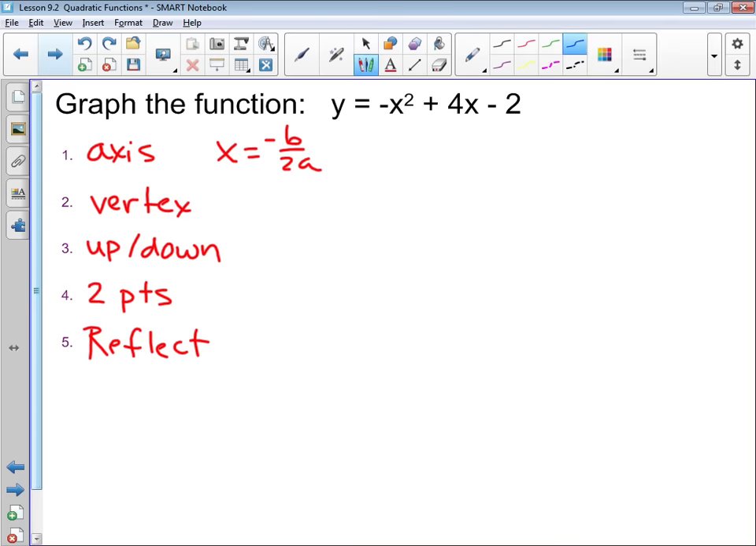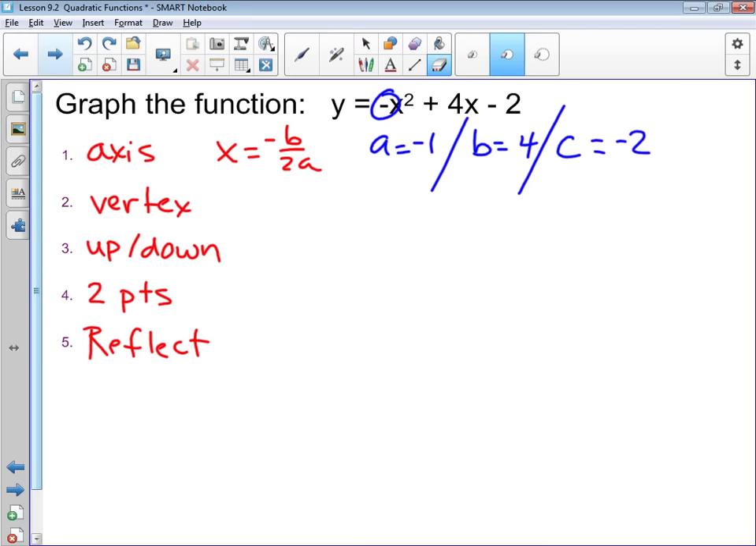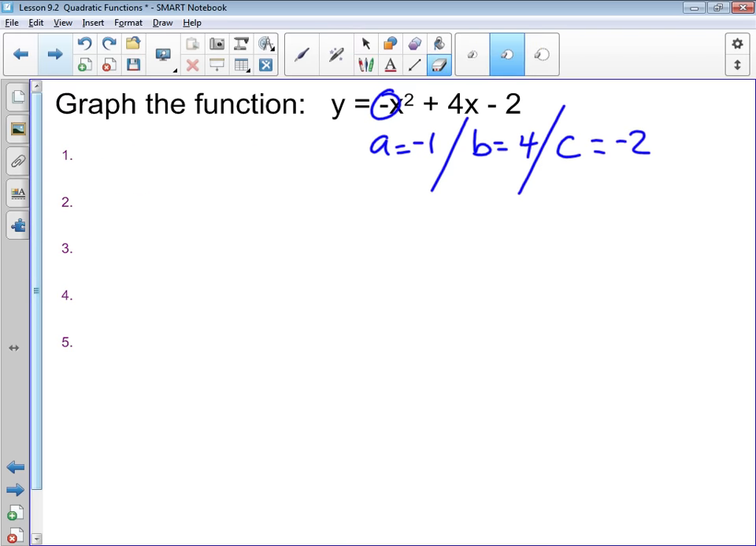Alright, before I get started, I am going to identify what a and b and c are in this equation. A, because there's a negative here, is negative 1. B is 4. And c is negative 2. So step 1 is to find the axis of symmetry. And I'm going to go ahead and erase this so I can have more room.